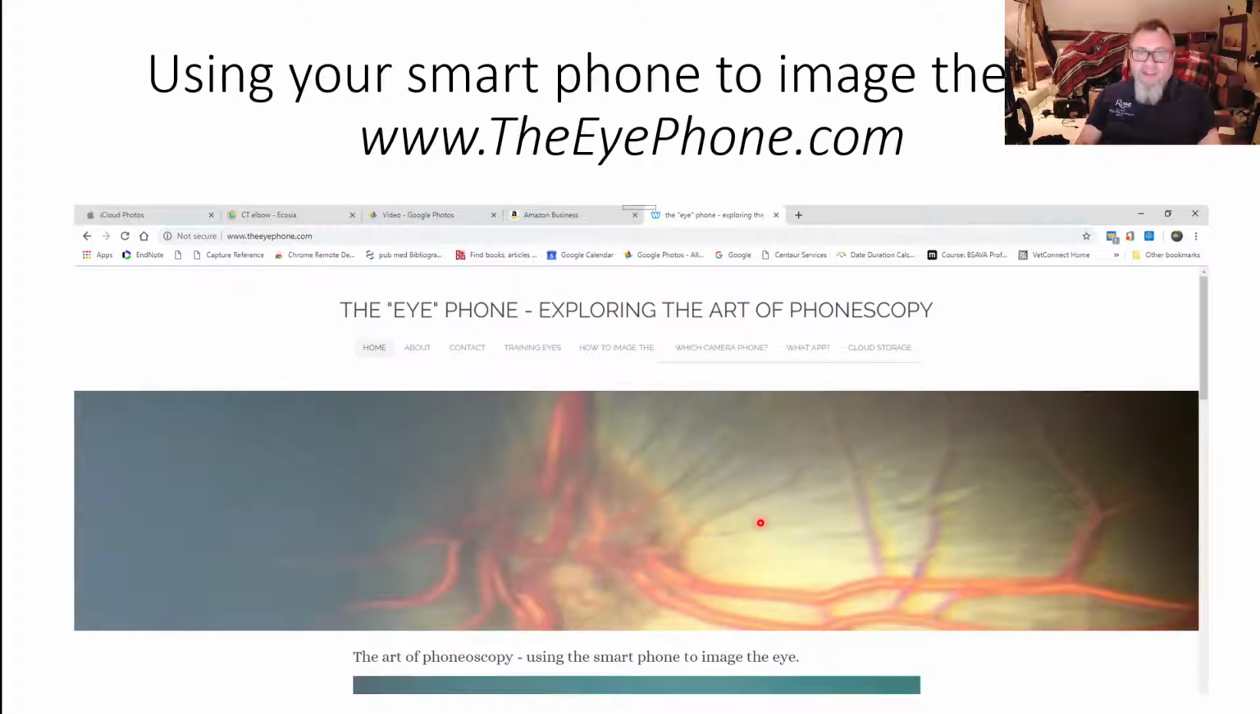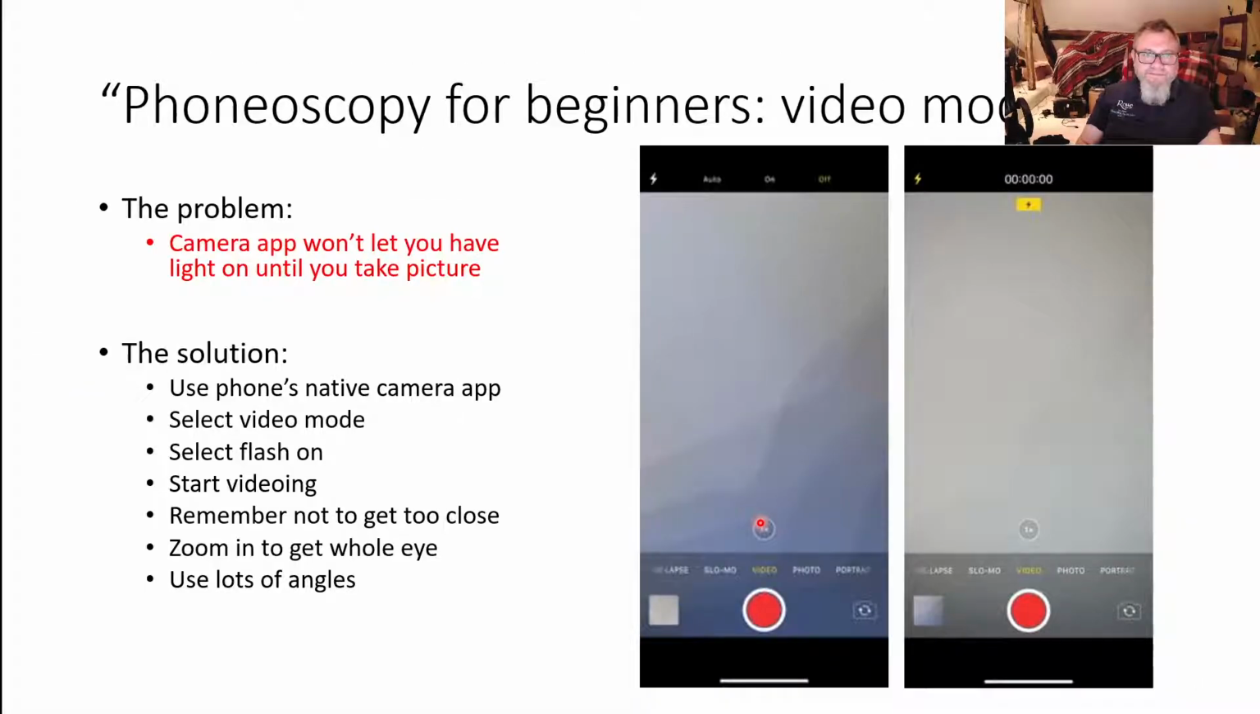We have a website called theiphone.com, so please check that out, and that'll give you some ideas about how to do it, and talks about apps which we like, and reviews some of the cameras out on the market.